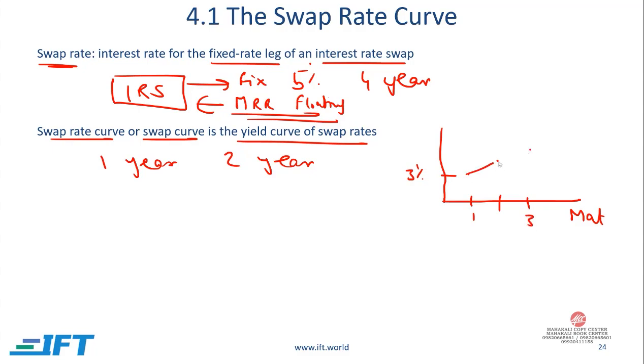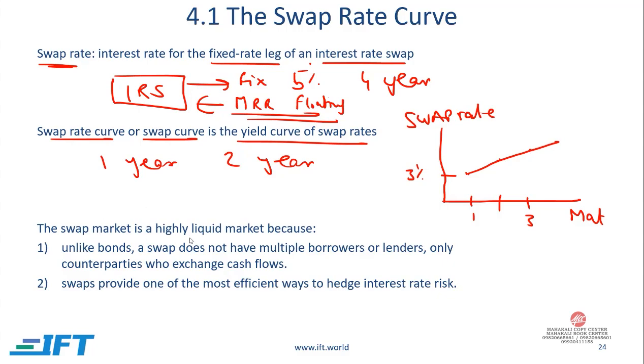If we connect all these points, the fixed rates for swaps of different maturities, then that essentially is our swap rate curve or the swap curve. So notice that this is analogous to a yield curve because we are getting different rates for different maturities. Here on the y-axis, we have the swap rate.